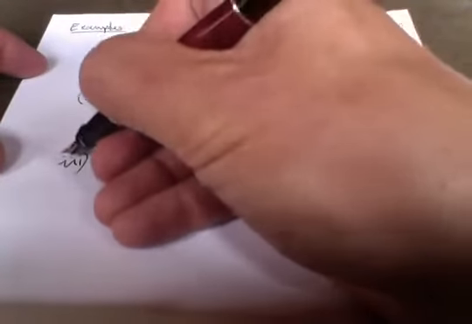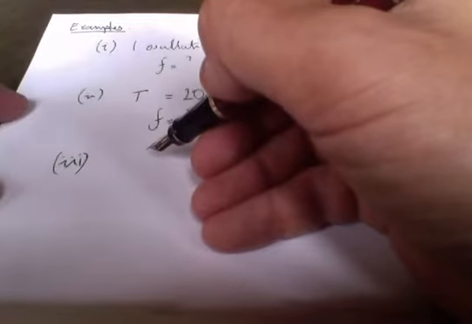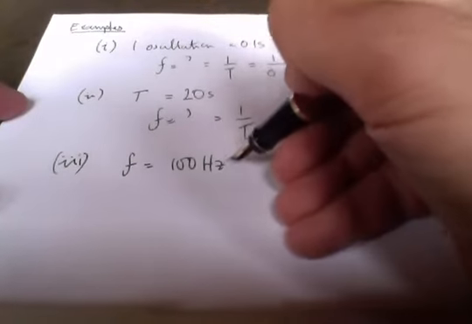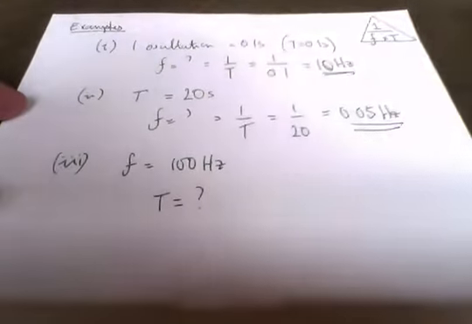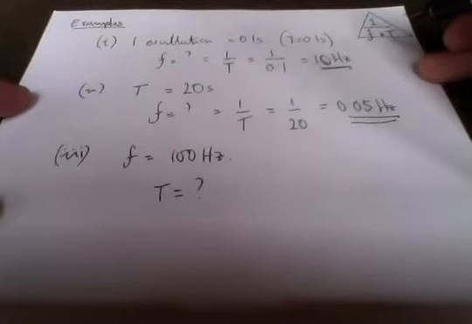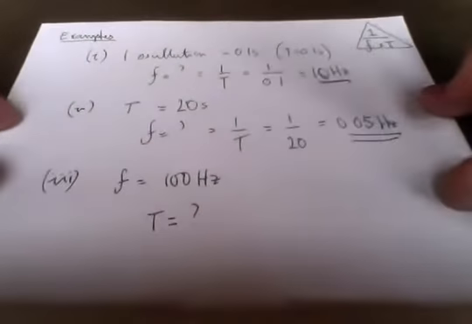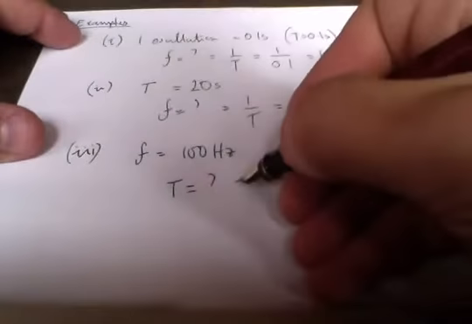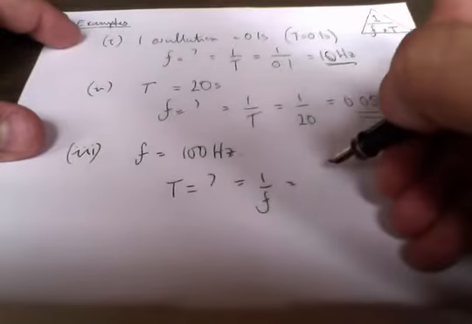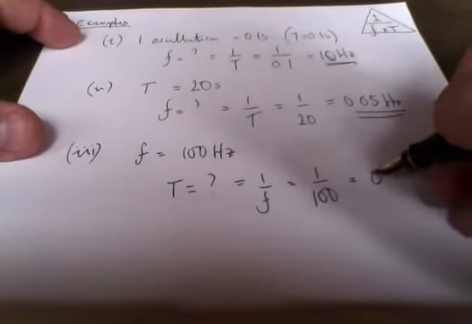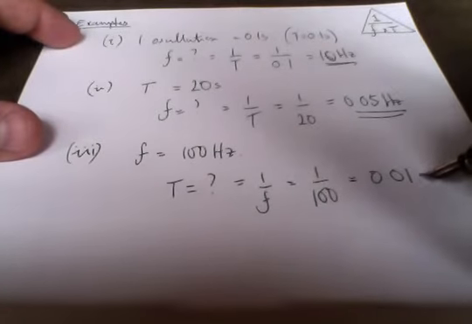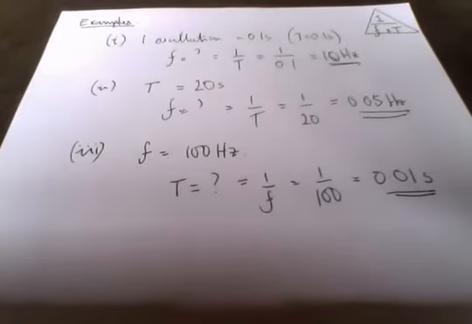Next one. 2 more. We have now a frequency of 100 Hertz. What is the time period? Think you know, hit pause. Otherwise, here comes the answer. Now we cover up T, which leaves us with 1 over F. So our equation is 1 over F. 1 over the 100, 0.01 of a second. Good, okay, and the last one.